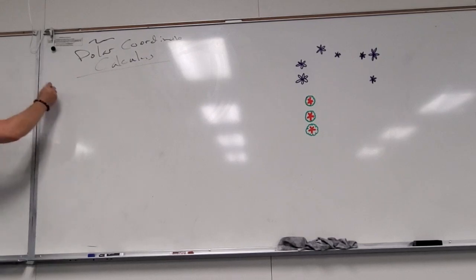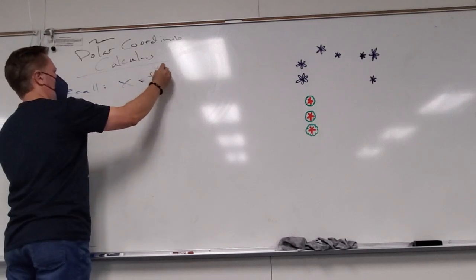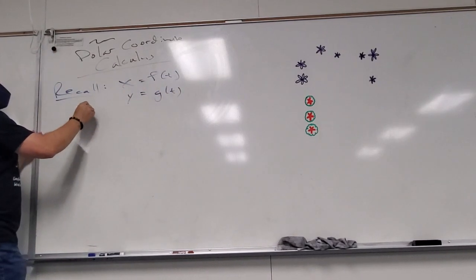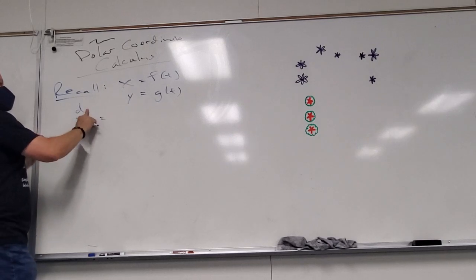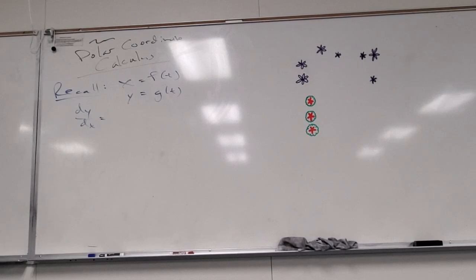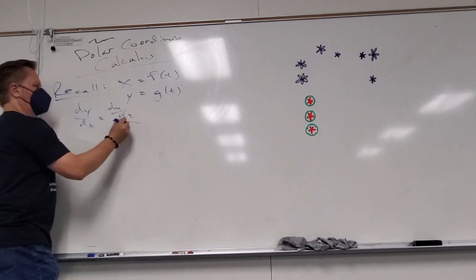So, recall, if I had a parametrically defined set of equations, how did I figure out dy/dx? You have to find dy/dt and dx/dt, right? So I do dy/dt over dx/dt.